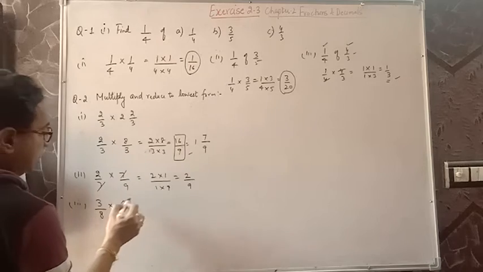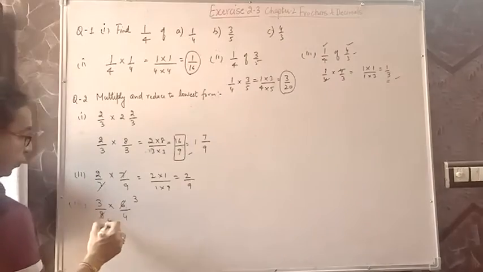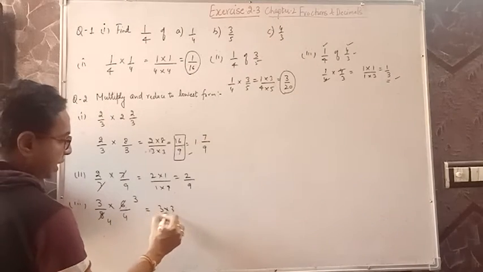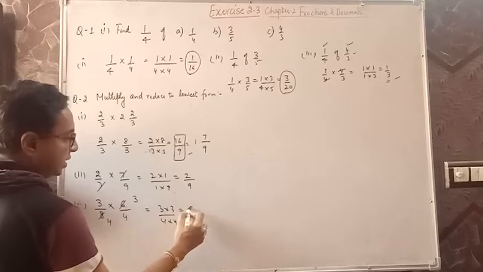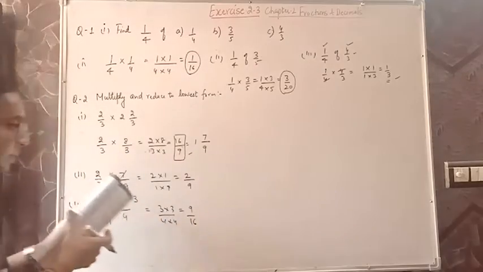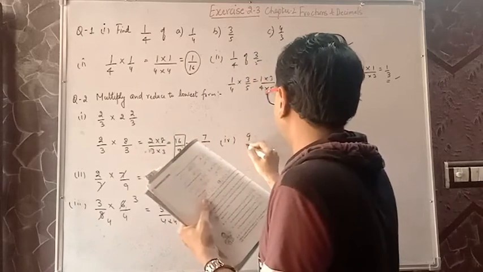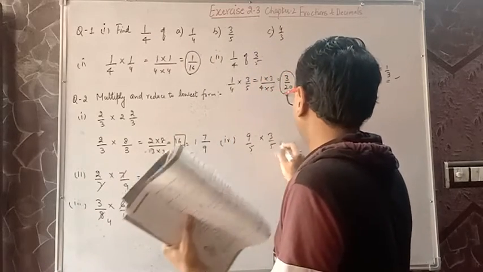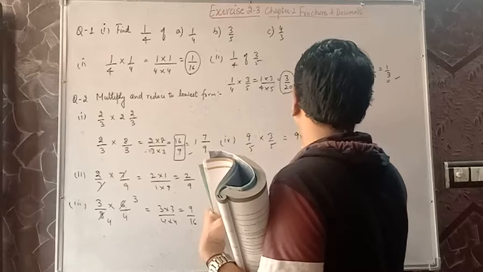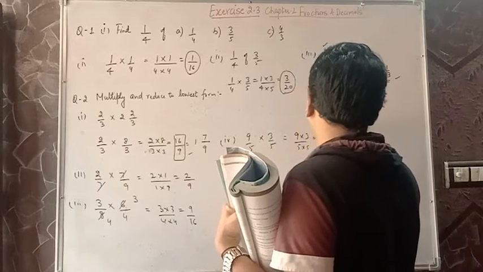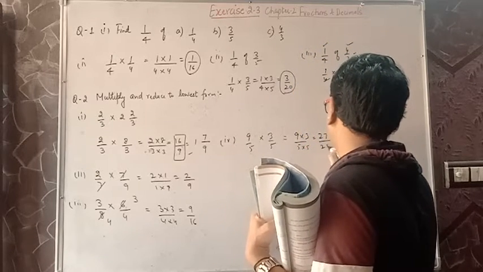Third one, 3 by 8, 6 by 4. We can reduce. 2, 3, 2, 4. We'll be getting 3 into 3, 4 into 4. That is 9 by 16. Clear? Fourth part. 9 by 5 into 3 by 5. 9 into 3, 5 into 5, 27 by 25.